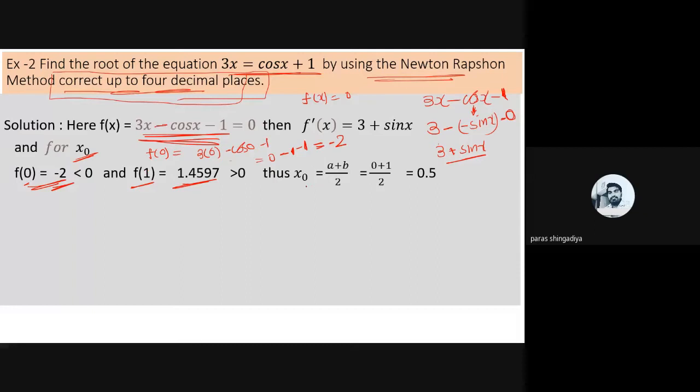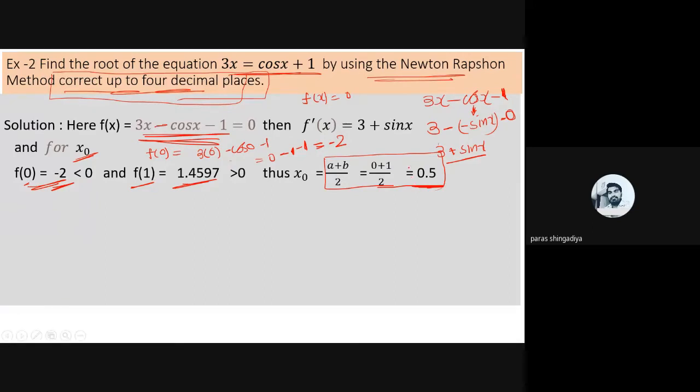So for x0 we can use the average value. Consider (a plus b) by 2, and a plus b we have 0 plus 1, by 2, that will be 1 by 2, and 1 by 2 will be 0.5. So we can start our iterations by using the value 0.5.